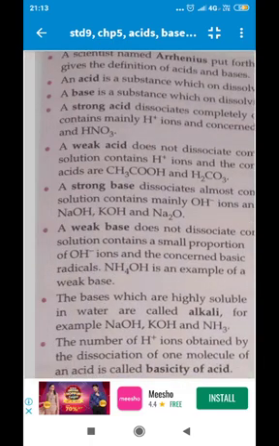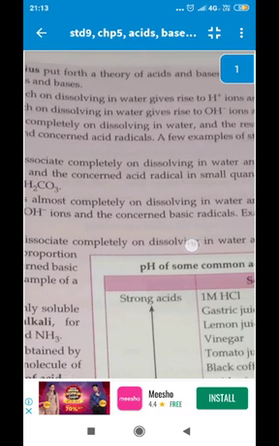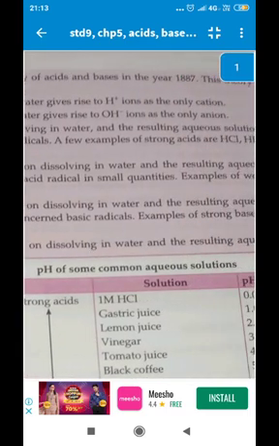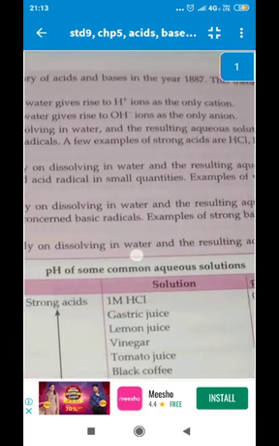A base is a substance which, on dissolving in water, gives OH minus ions as the anion. All negative ions are called anions.